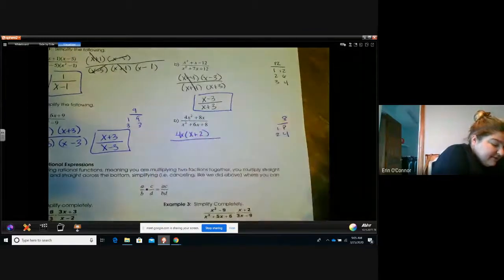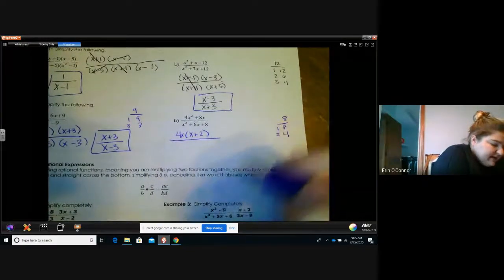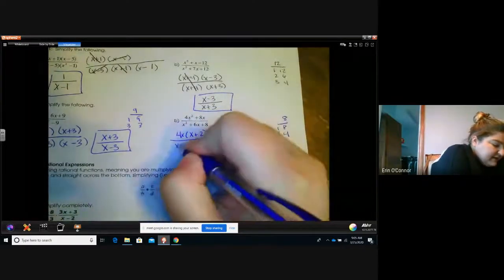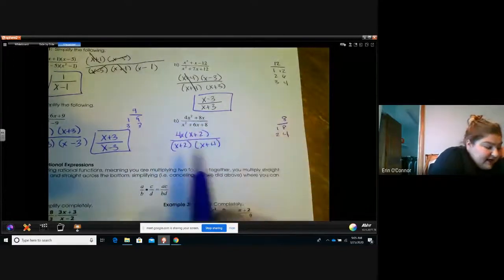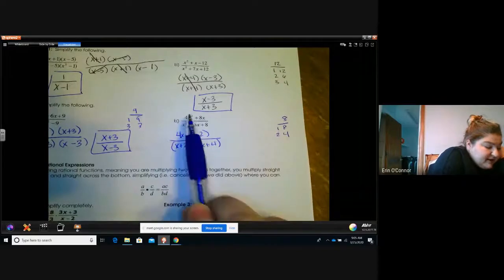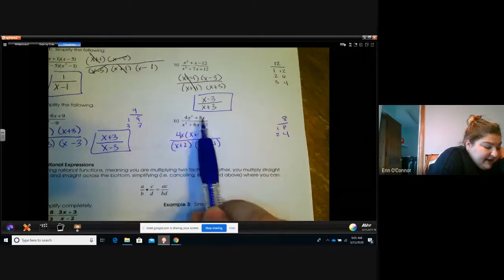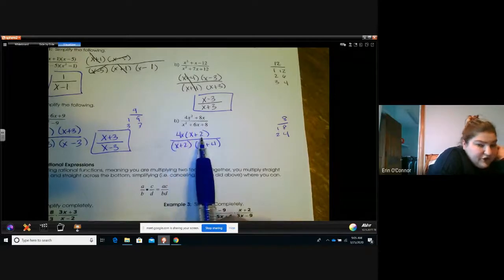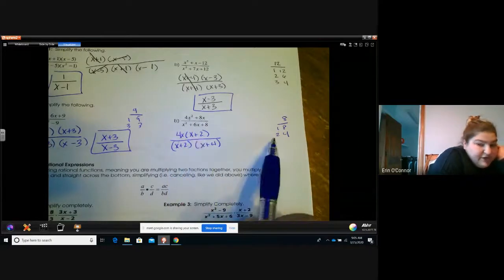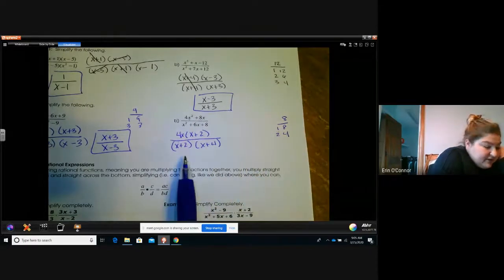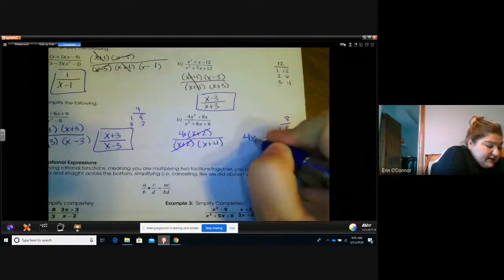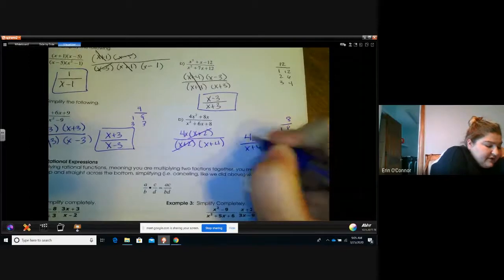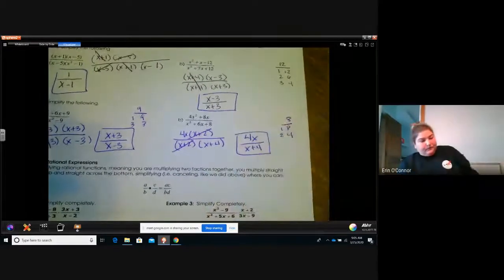And in the denominator, I would get x plus 2, x plus 4. And I got 4x, x plus 2 because I divided 4x squared by 4x and got x. 8x divided by 4x is 2. And then remember, we chose 2 and 4 as our factors, so 2 and 4. These are the same, so we get 4x over x plus 4. And that is our answer.